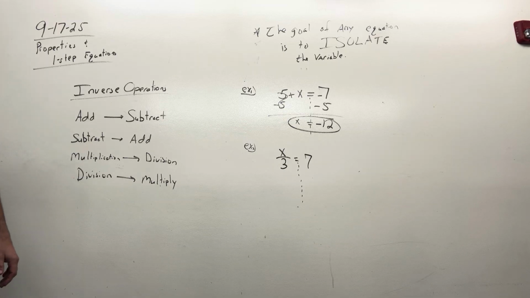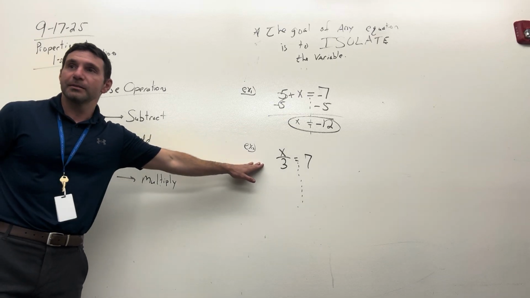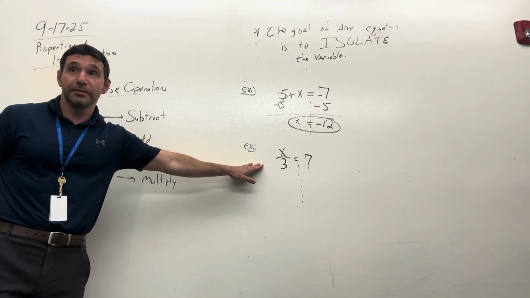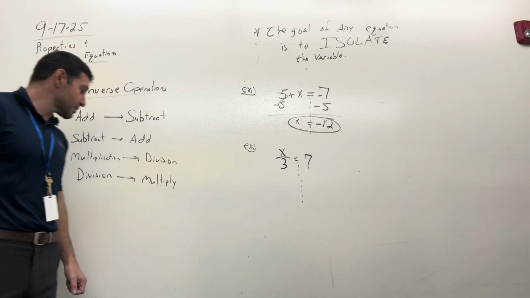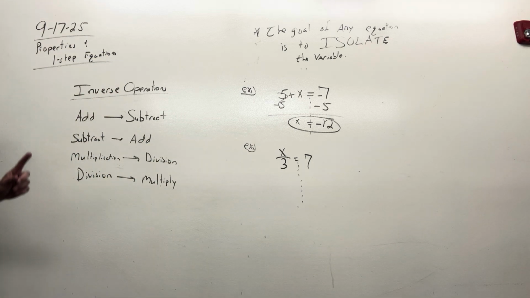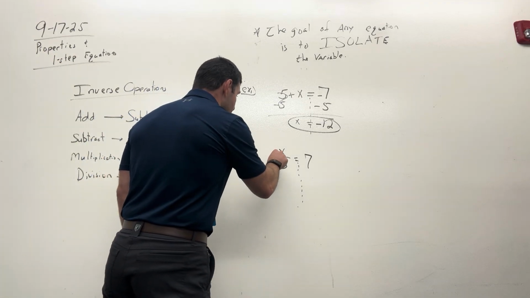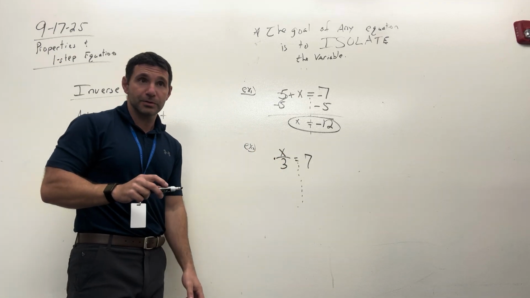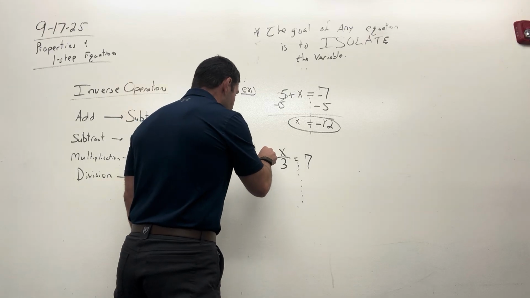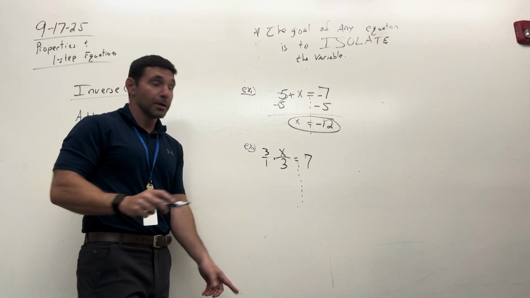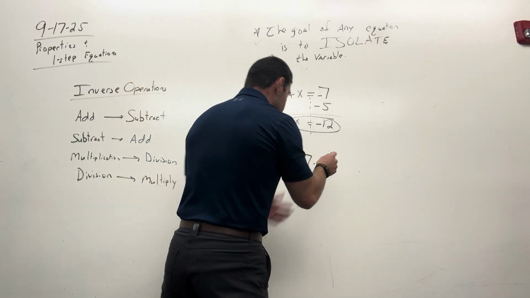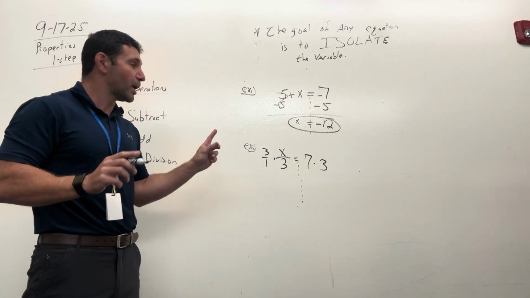Oh, it hurts. Okay. What's the operation on this left side? Division. So what's the inverse of division? Multiply. And this is where it gets a little bit tricky. I'm multiplying, but it's the multiplicative inverse. So I'm multiplying by 3 over 1. So I'm multiplying by a 3. Do I need to put over 1? No.